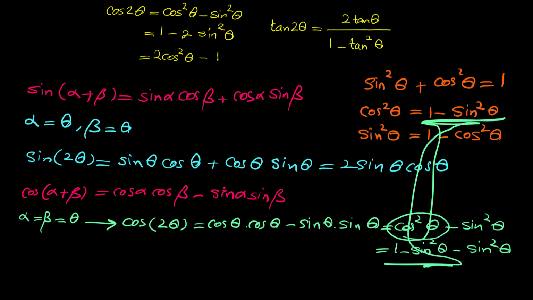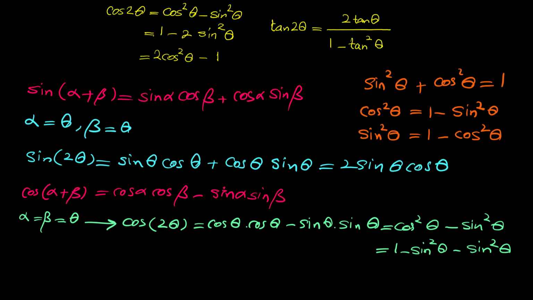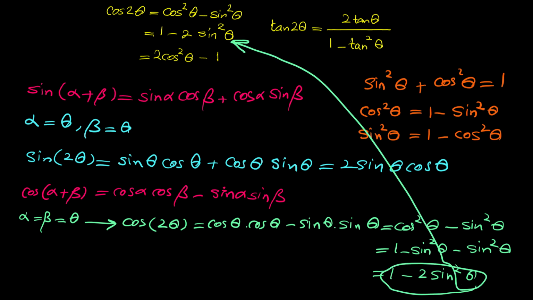Now simplify this. 1 minus sine squared minus sine squared is 1 minus 2 sine squared. And this is exactly this formula. What about the other one?